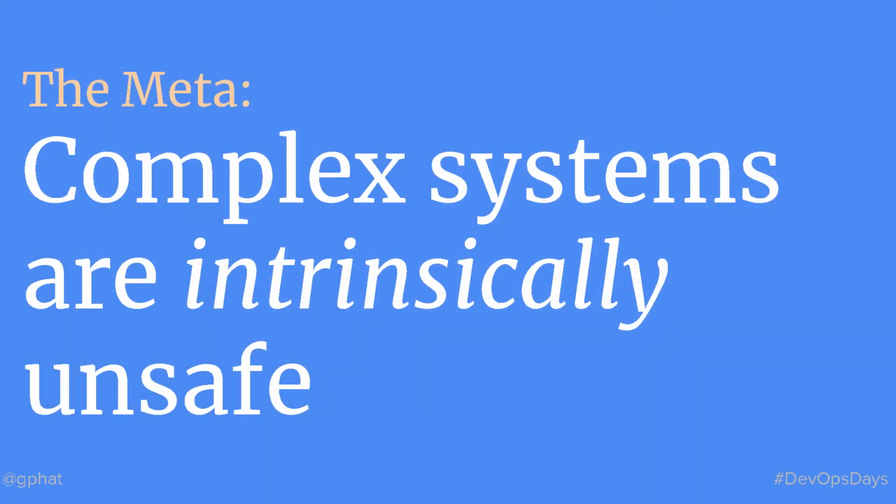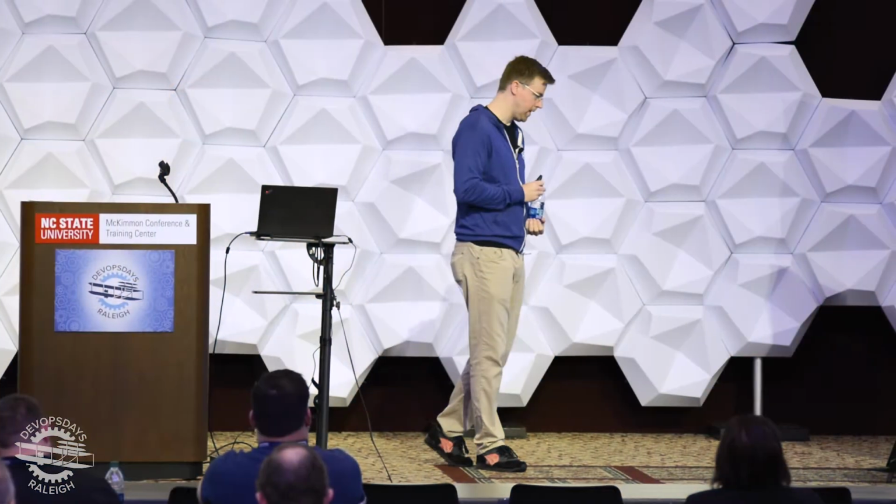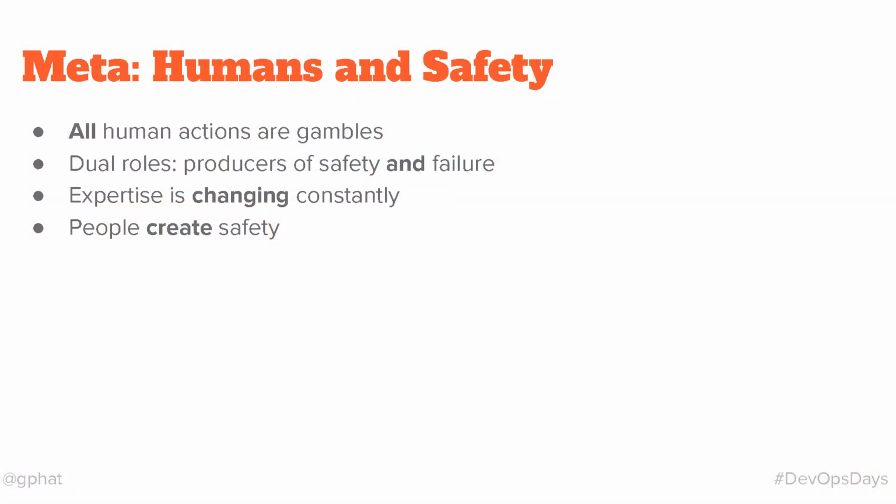So the meta point that I want to make before we even talk about what case means and why there are these letters is that complex systems are intrinsically unsafe. Anytime you see one of these blue slides, that means it's something that's almost directly lifted from Dr. Cook's paper. So complex systems are intrinsically unsafe. All human actions are gambles. I'm sure we've all heard the pessimistic saying that just getting up in the morning is dangerous, right?